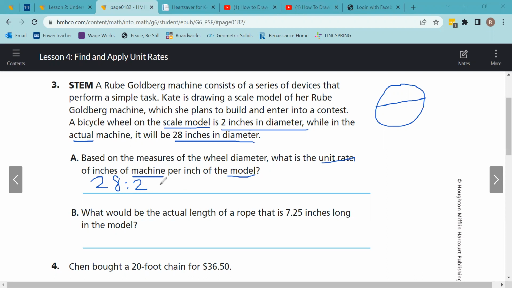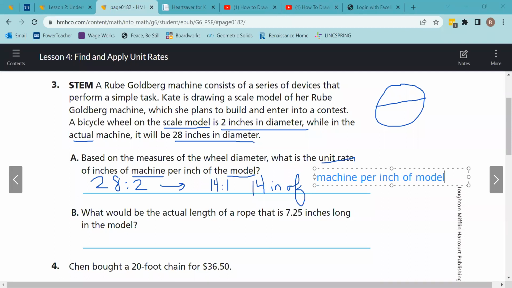So for sure we can simplify it by dividing both of those numbers by 2, and we have a ratio of 14 to 1, which gives us a unit rate of 14 inches. It says unit rate, 14 inches of machine per inch of the model. Oh dear, I'm gonna type this. Of machine per inch of model.